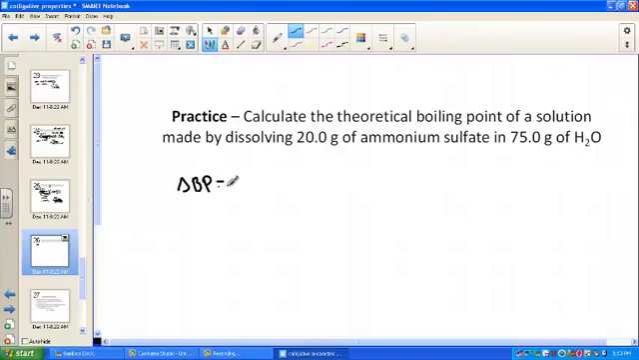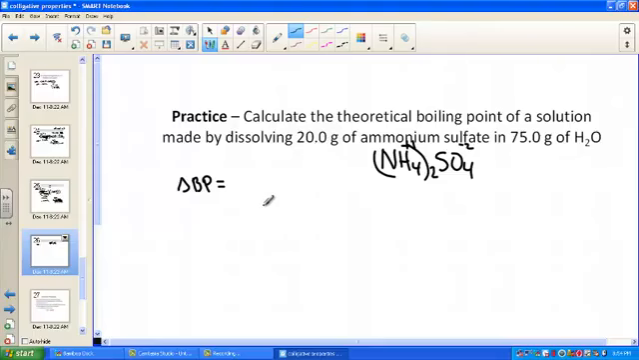Change in the boiling point is found by taking the solute ammonium sulfate, ammonium with its +1, sulfate with a -2, so we get NH4 taken twice, SO4. We're going to take 20 grams of ammonium sulfate, drop it into 75 grams of water, and tell me what temperature that solution would boil at. Boiling points raise when we add a solute.